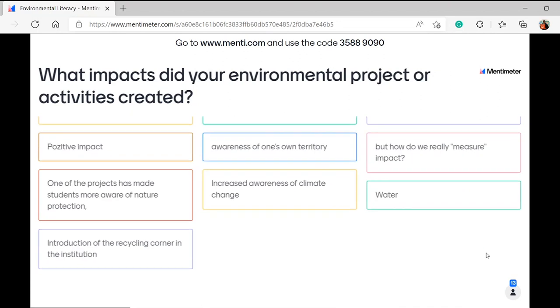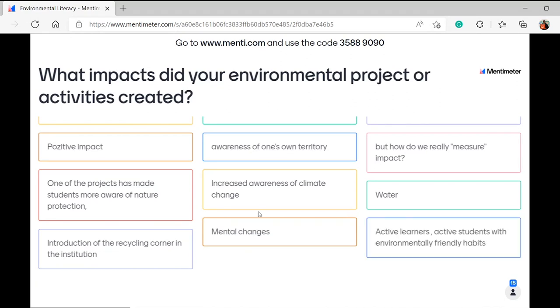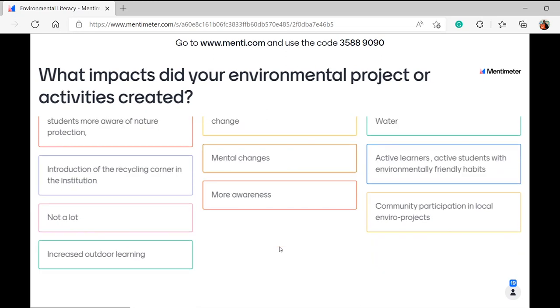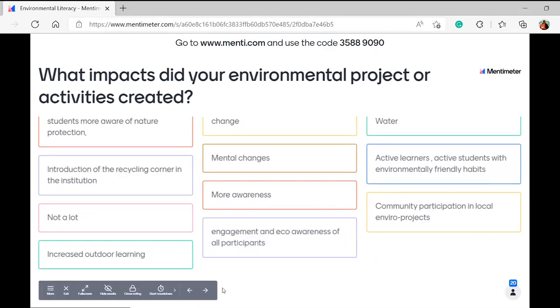One of the projects has made students more aware of nature protection, increasing awareness, mental changes, water, introduction of the recycling corner in the institution. These are activities, yes. Active learners, active students with environmentally friendly habits. That's nice behavior, more awareness, not a lot. Community participation in local environmental project, increase outdoor learning, engagement and eco-awareness of all participants.